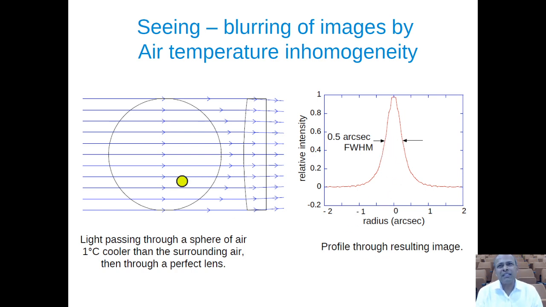If this temperature difference is more than 1 degree centigrade, this profile will be larger. The PSF will be maybe 1 arc second, 2 arc second. You can simulate and see. So this is how, due to air temperature inhomogeneity in the light path, our image gets blurred.